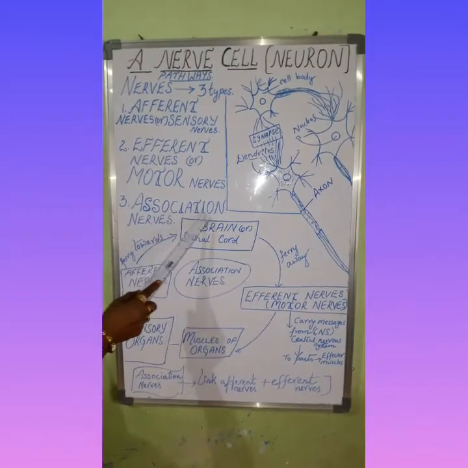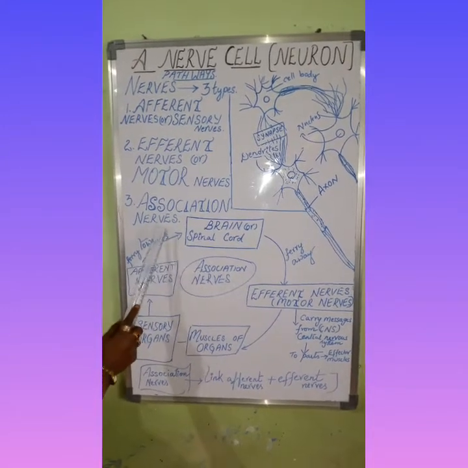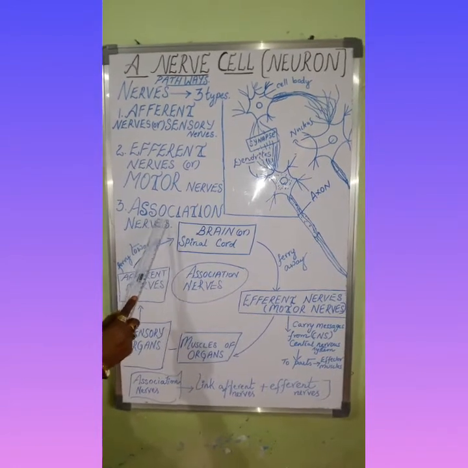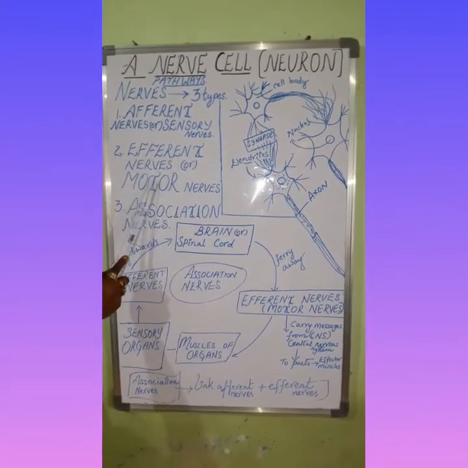Now let us see the association nerves. These are the nerves which link together the afferent nerves and the efferent nerves.